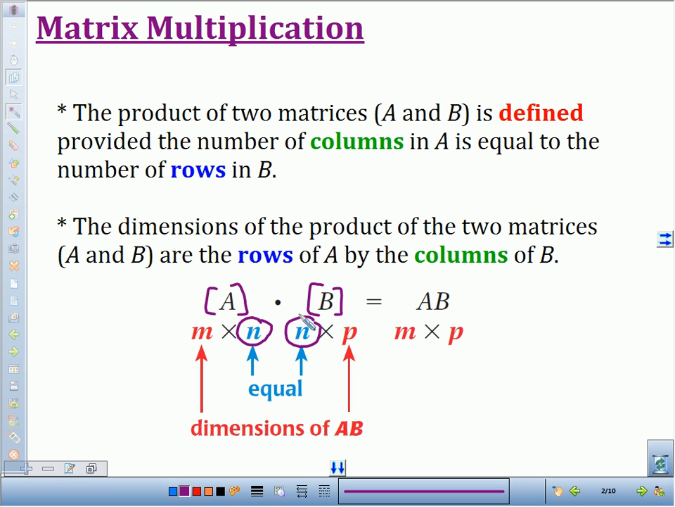To know the dimensions of the product, we look at the first number of A, that is the rows of A, and the columns of B, the second number in the dimensions of B, and that becomes our new dimensions. So the product of A times B has the dimensions m by p. Now, that might seem like a lot of letters being thrown at you at once. So let's see how this works with a couple of examples.